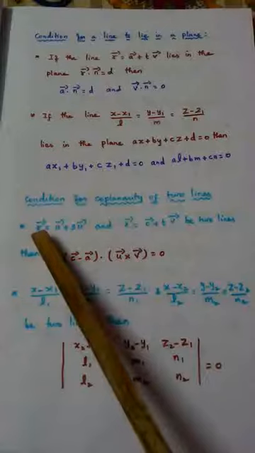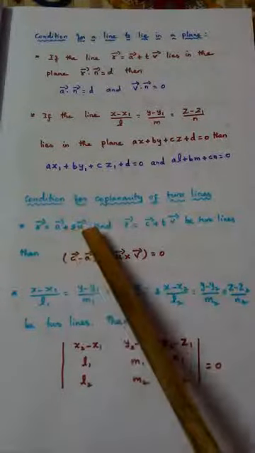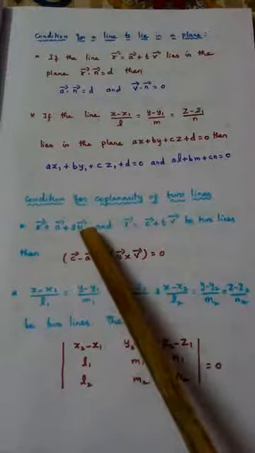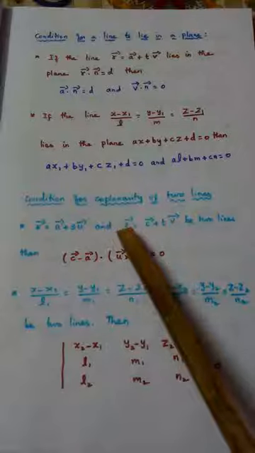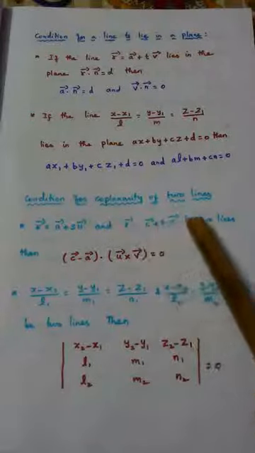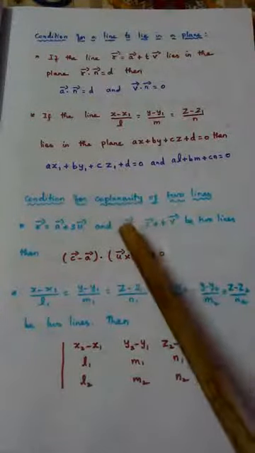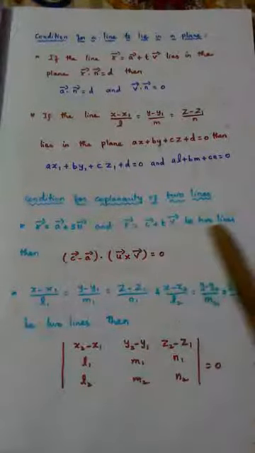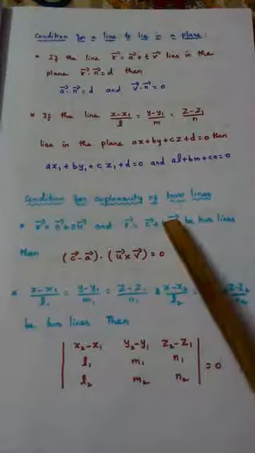The first line is given by r vector equal to a vector plus s u vector. What is a vector? Point on the line. What is u vector? Parallel vector to the line. The second line is given by r vector equal to c plus t v. What is c? Point on this line. v vector, parallel vector for this line. So this is the first line, this is the second line.